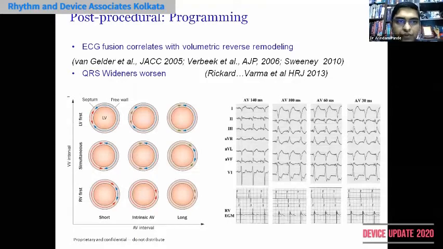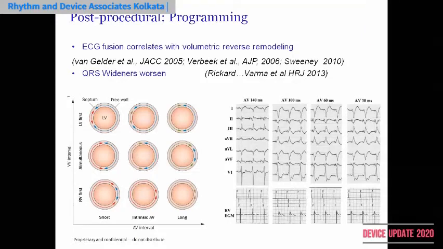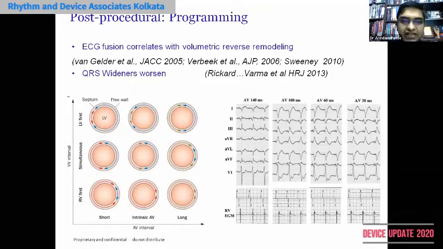Now, post-procedural programming and ECG: the concept is gradually changing. Initially, we thought biventricular pacing was the most important factor which corrects the electrical dyssynchrony. But now we understand that it is the fusion, the fusion of multiple waveforms, which will give rise to maximum improvement of LV ejection fraction and maximum improvement of the LV dyssynchrony. This is a wonderful slide. We can see there are two types of dyssynchrony which are important, as we all know: AV dyssynchrony and VV dyssynchrony.